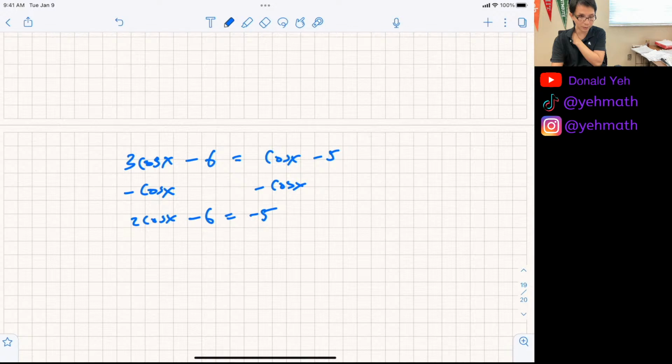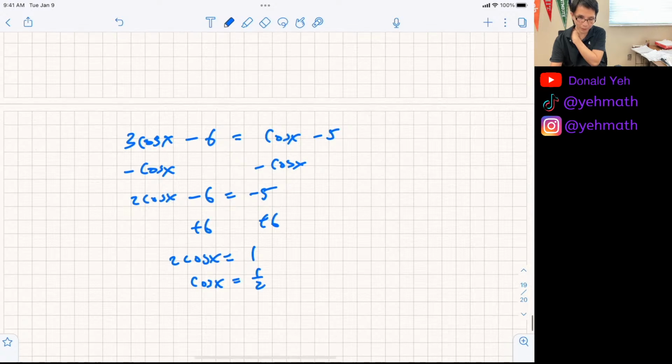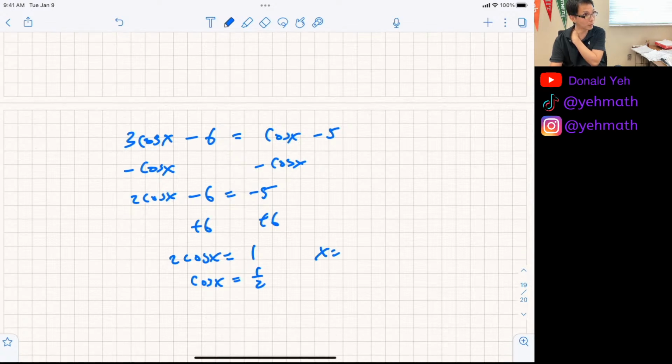And what do I do next? So you add 5 on both sides? I don't know if I want to add 5. Oh, okay. No, sorry, you could add 6. Yeah. You add 6 on both sides, right? So that's going to be 2 cosine of x equal to 1. Yep. And cosine of x equal to 1/2. And x is equal to what?